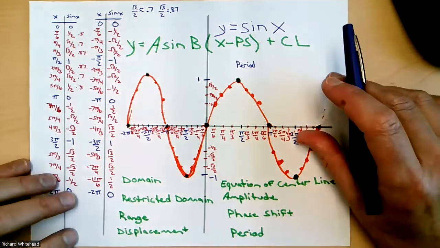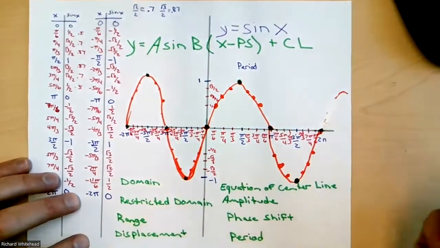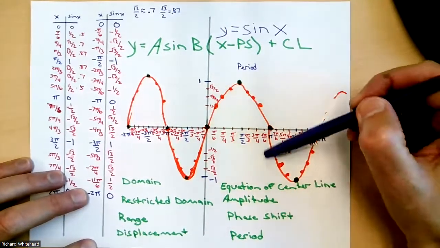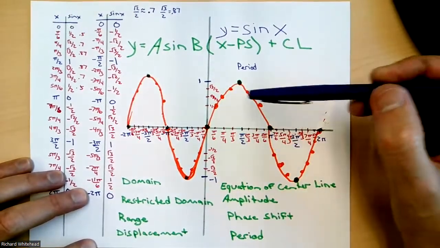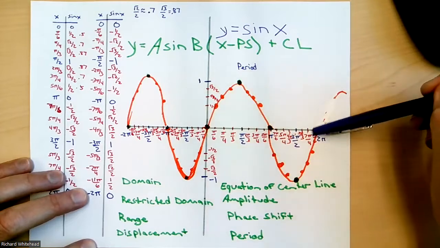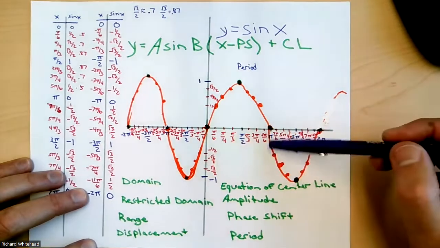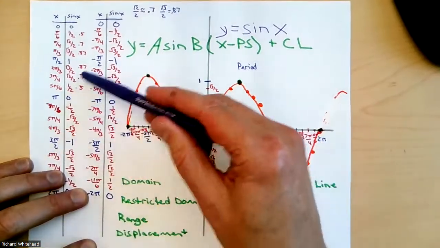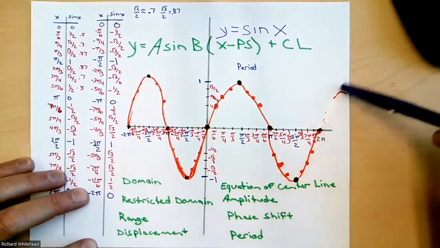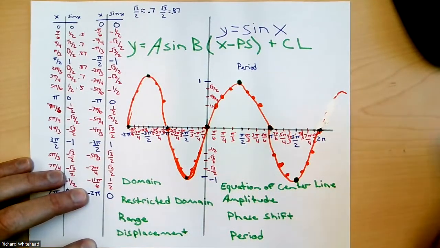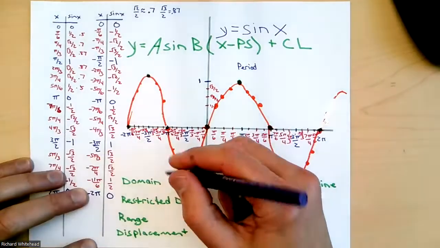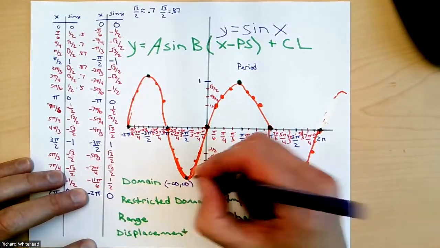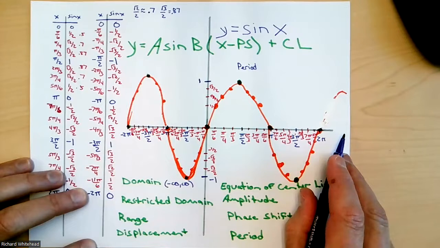So here we go. The domain, you're thinking, well, domain, that's easy. We've been doing domain since we were little kids. The domain of a sine curve, you're thinking, well, I can go round and round the circle forever and ever. So you're saying this curve could just go on forever and ever. You're right. That curve could go on forever. So that means your domain is all real numbers, so negative infinity to infinity.